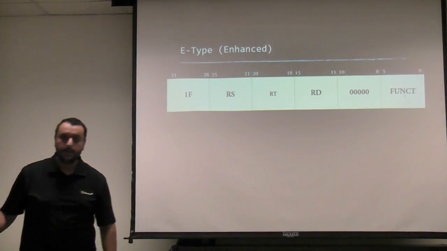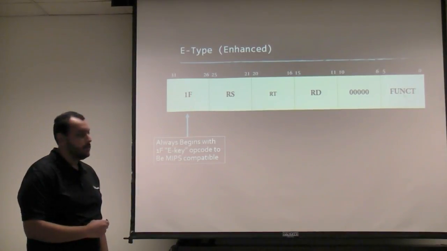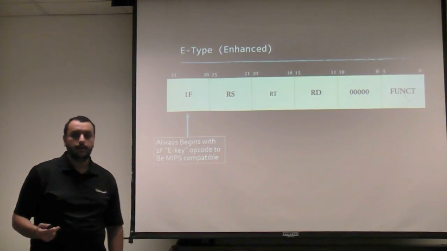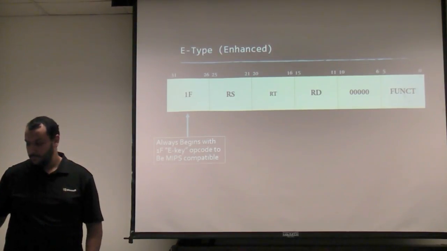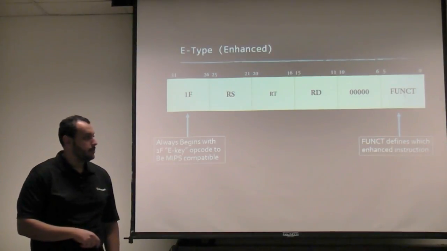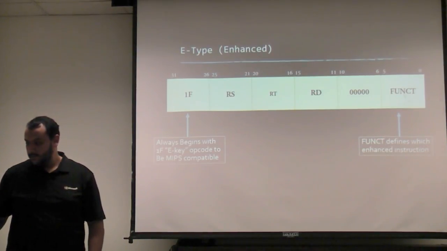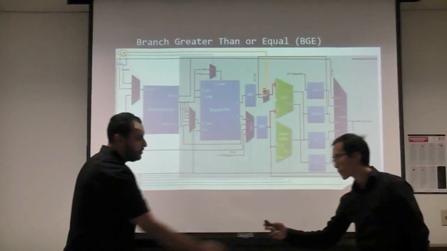And our E-type enhanced instructions always begin with 1F hex. This is to make it MIPS compatible, so we don't overwrite any of the other opcodes. And our function actually specifies which enhanced instruction we are talking about. And Aim will present to you our enhancements.